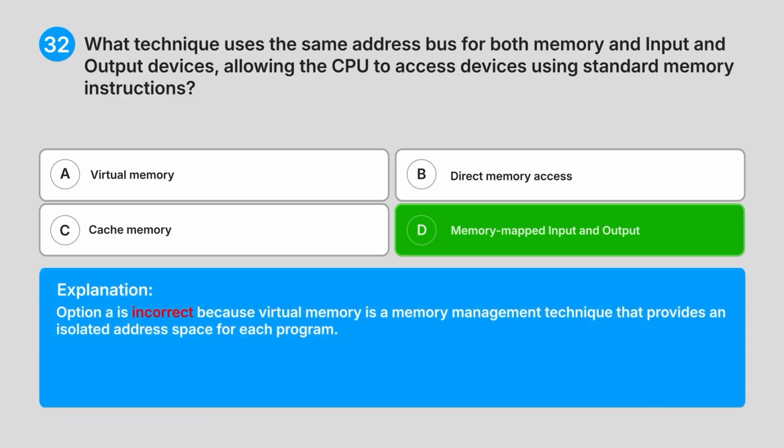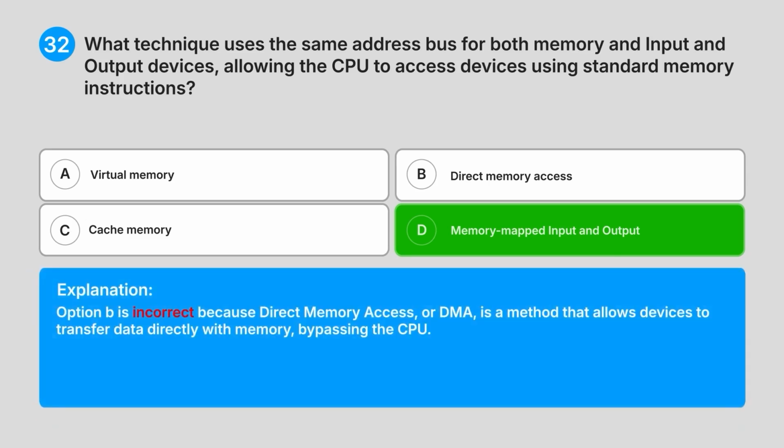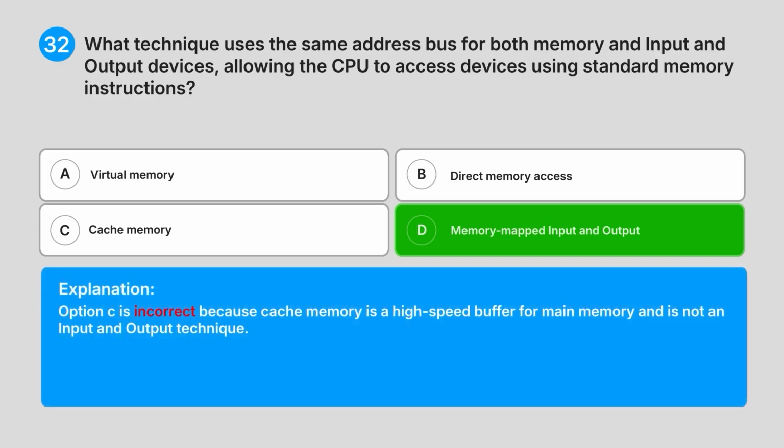Option A is incorrect because virtual memory is a memory management technique that provides an isolated address space for each program. Option B is incorrect because direct memory access, or DMA, is a method that allows devices to transfer data directly with memory, bypassing the CPU. Option C is incorrect because cache memory is a high-speed buffer for main memory and is not an input and output technique.